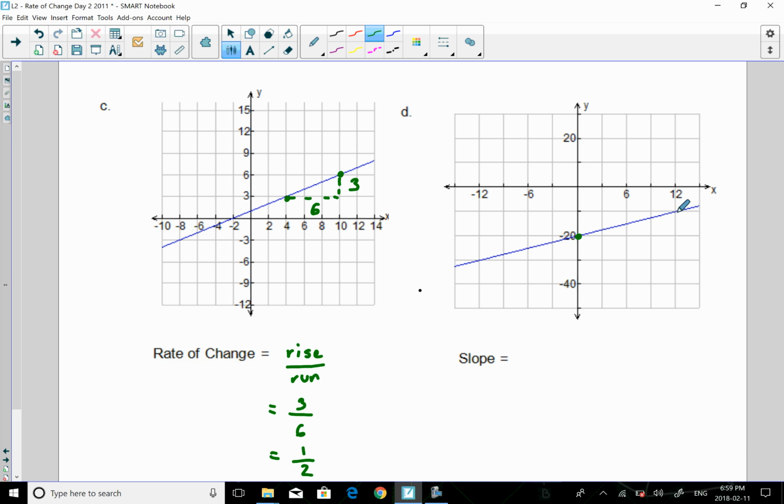You can write down the points and look at your graph. So here we're going from -20 to -10. It's going upwards, so it's going to be positive. It's increased 10 because it's gone from -20 to -10. And from here it's from 0 to 12, so that's 12. So rise over run is 10 over 12, which is 5 over 6.